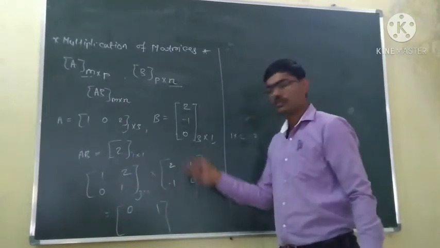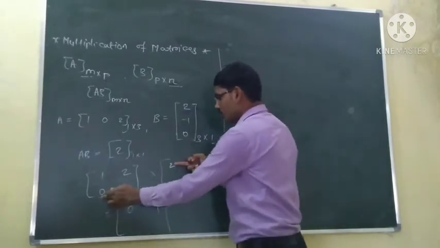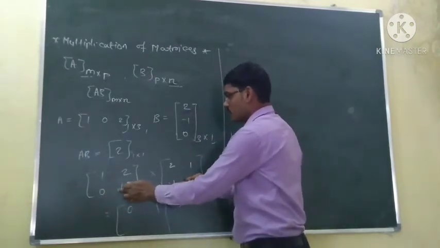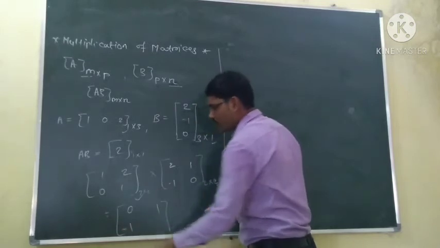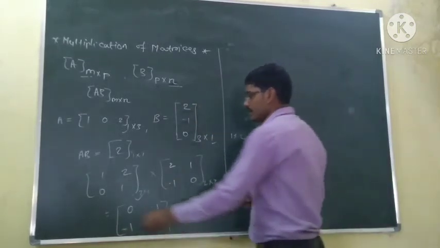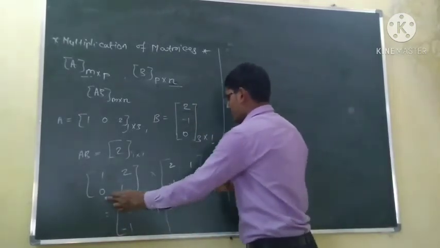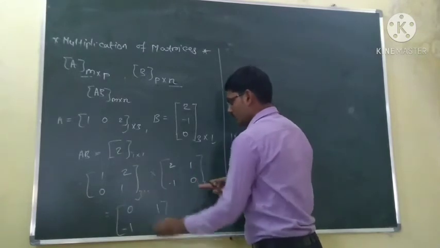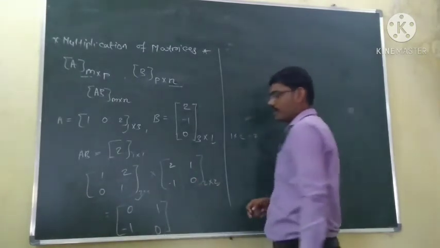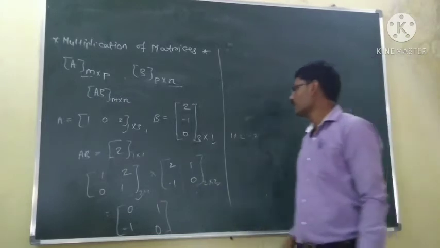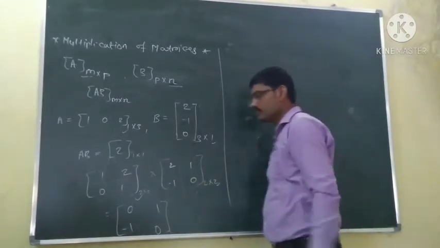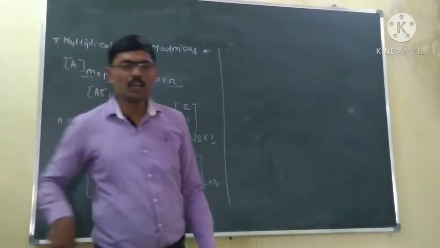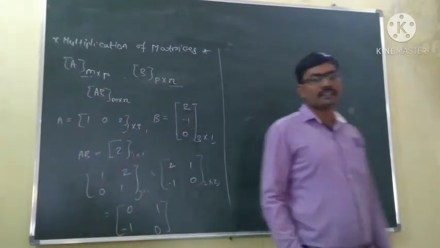Now second row, first column: 0 into 2 is 0, 1 into minus 1 is minus 1, so 0 plus minus 1 is minus 1. Now second row, second column: 0 into 1 is 0, 1 into 0 is 0, so 0 plus 0 is 0. Okay, this is how we multiply two matrices. Now this is about the multiplication of matrices.